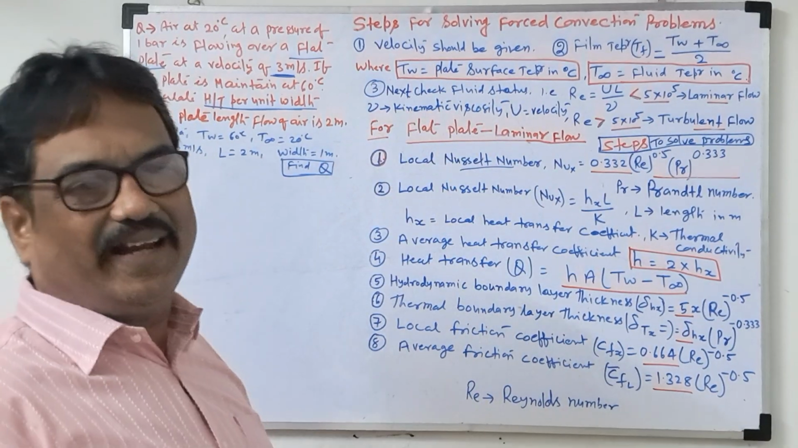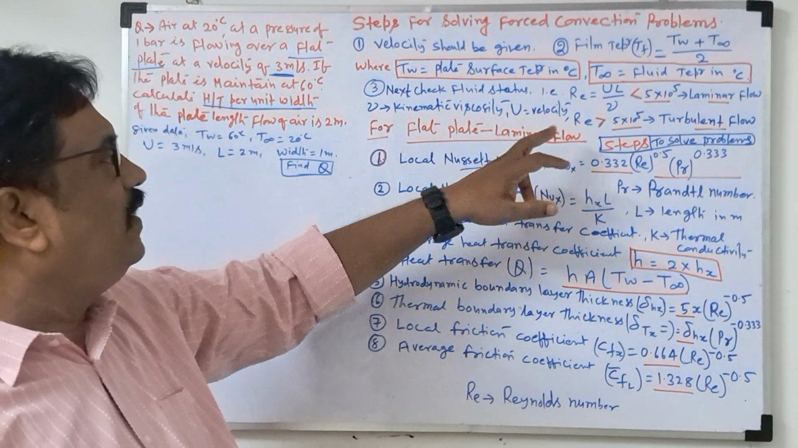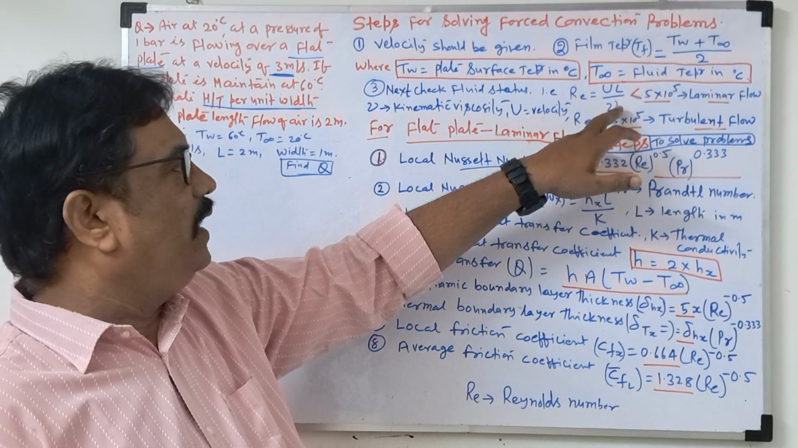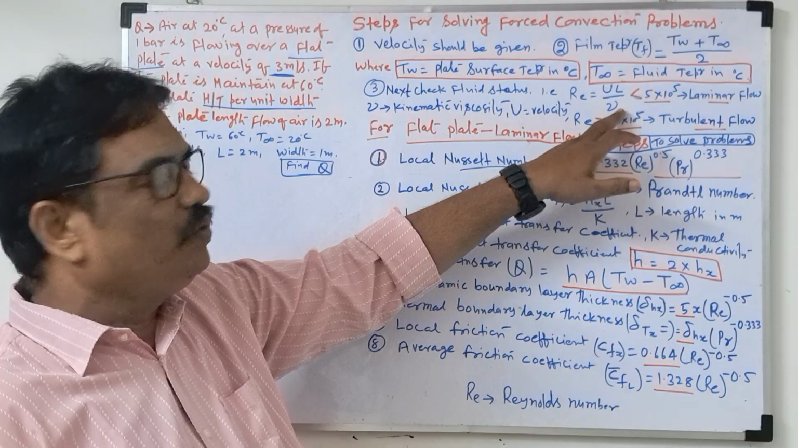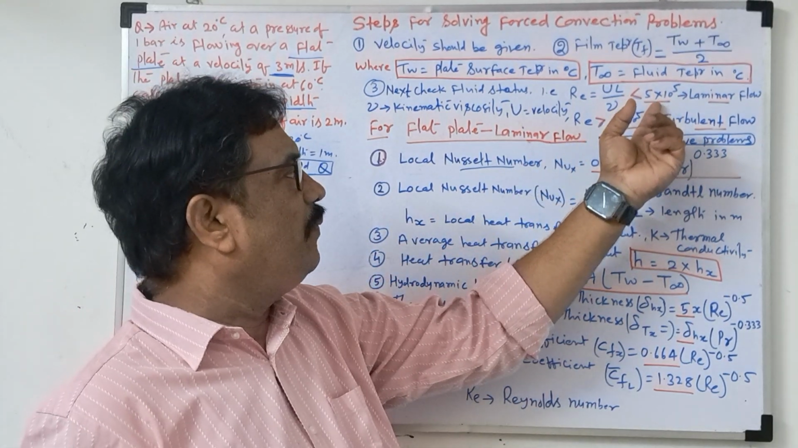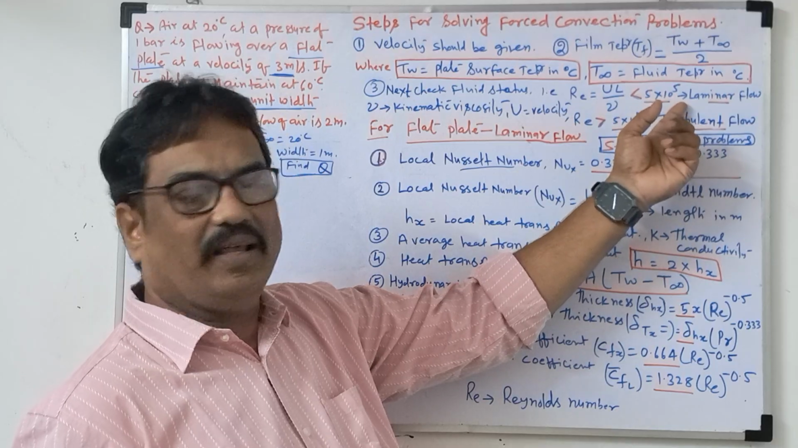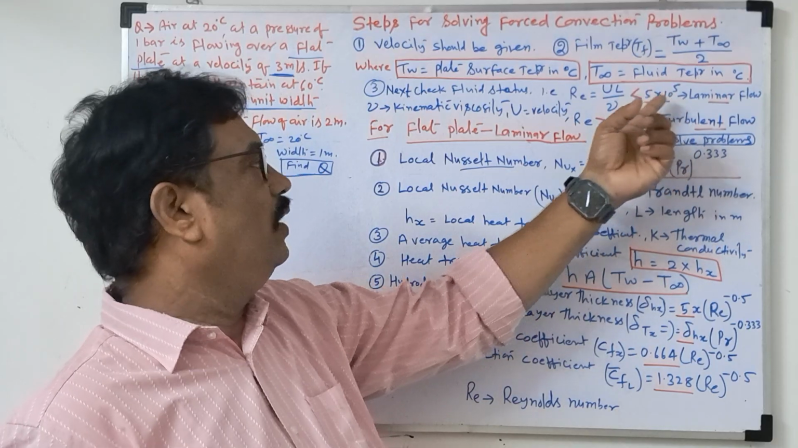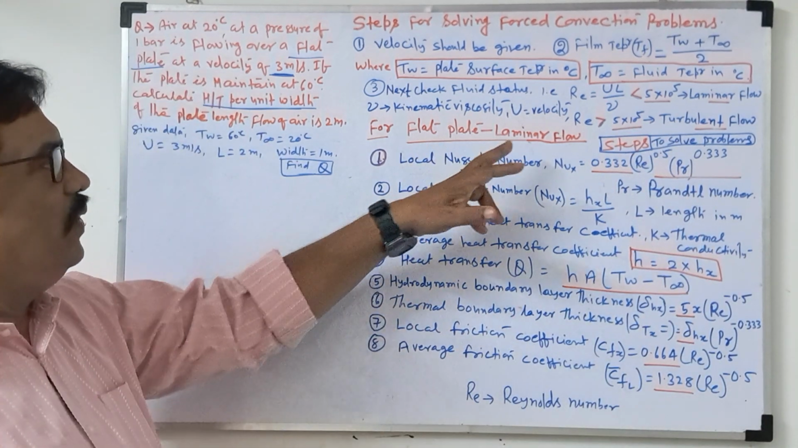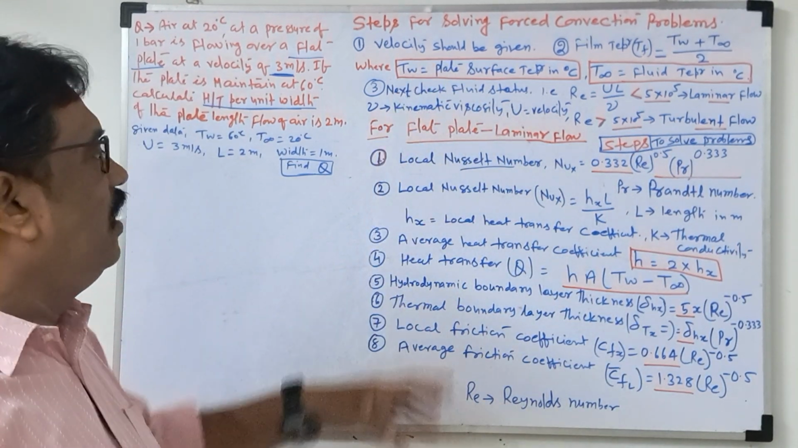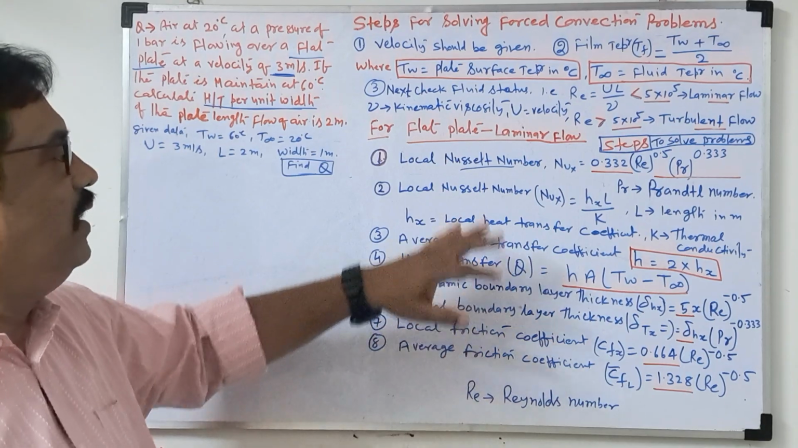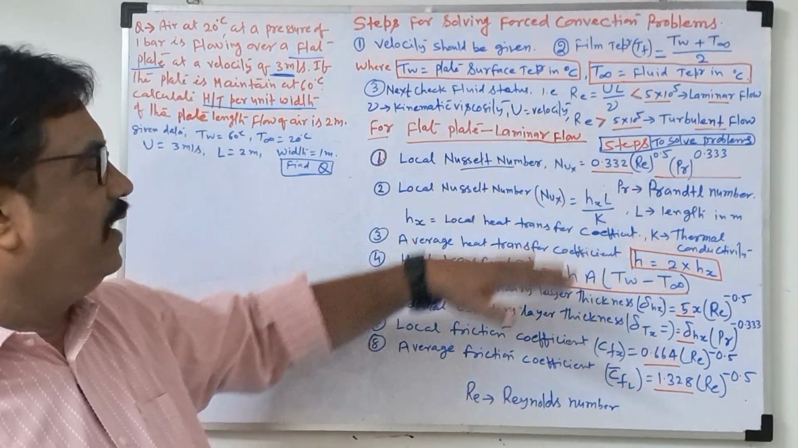Then we check the fluid status. How do we check it? We see the Reynolds number value, U L by nu, where U is velocity, L is length, and nu is kinematic viscosity. We substitute this value. If it is less than 5 into 10 power 5, it is known as laminar flow. If it is greater, the flow is known as turbulent flow. That way we can find the status of the fluid. Suppose the flow is laminar. Now I am giving the laminar method only; the turbulent method will come later.